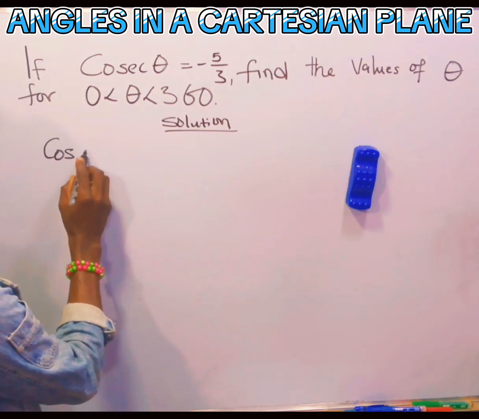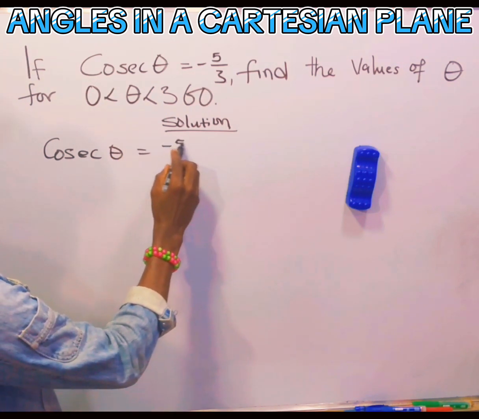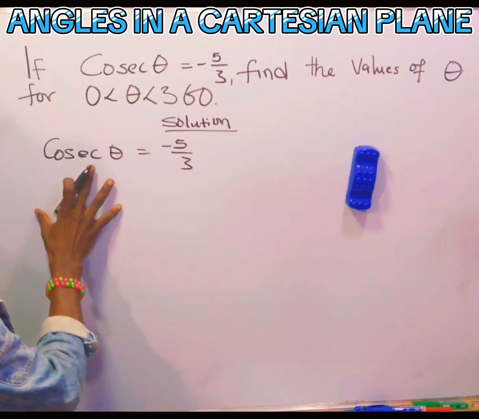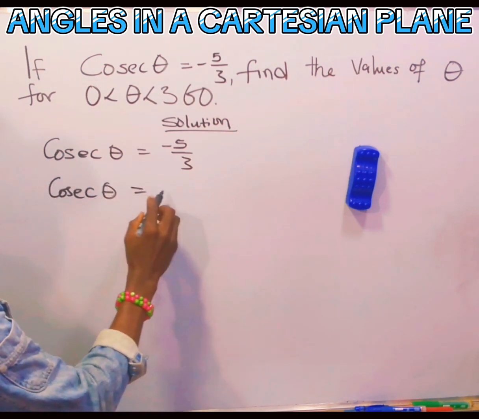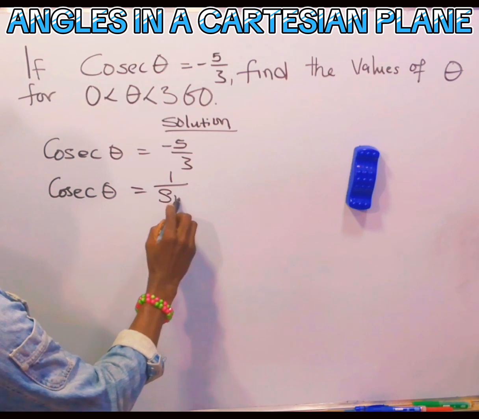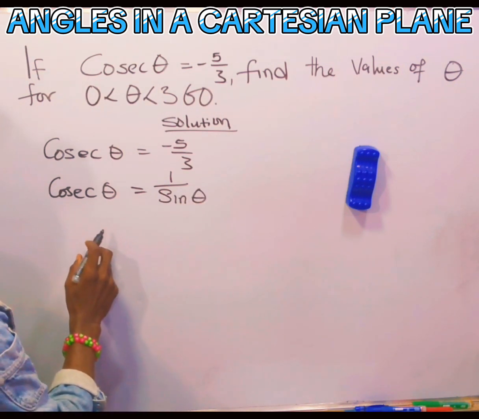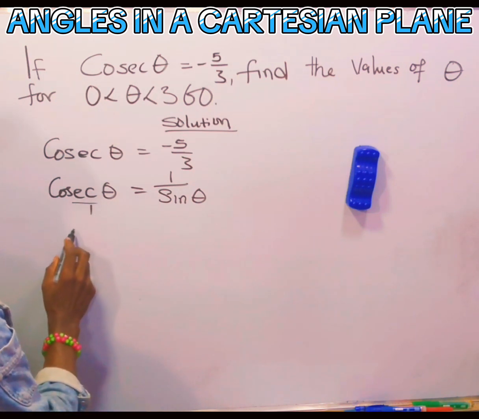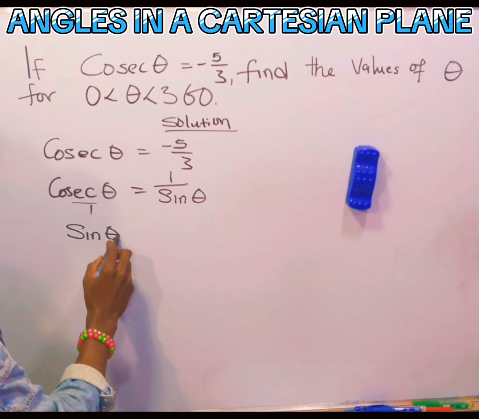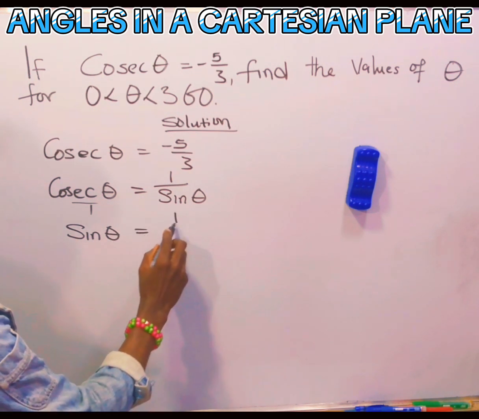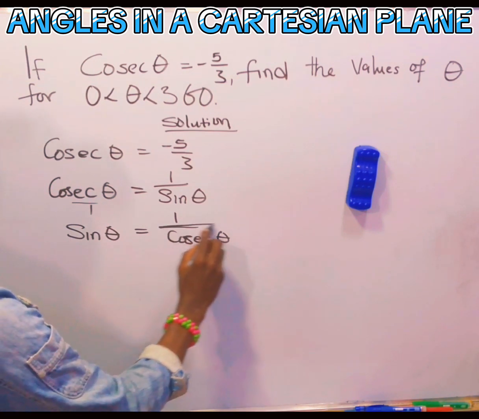Cosec theta is equal to negative 5 over 3. Now, what is cosec theta? Cosec theta is equal to 1 over sine theta. Now, let's make sine theta subject of the formula. By cross multiplying, we'll have sine theta to be equal to 1 over cosec theta.